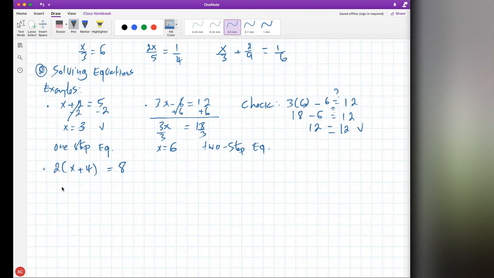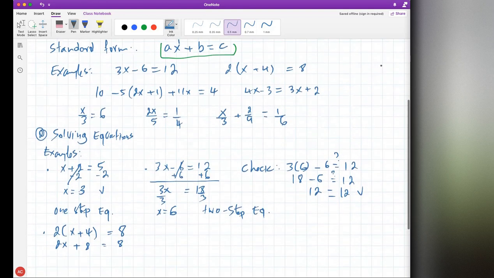So 2 times x, that's 2x. And 2 times 4, that's 8. And we have 8 here. Once we distribute, now it looks like this. So we have something in this form. And again, like I told you, once you simplify any of these equations, they all look something like this, the standard form. As you can see, that one also looks like standard form.